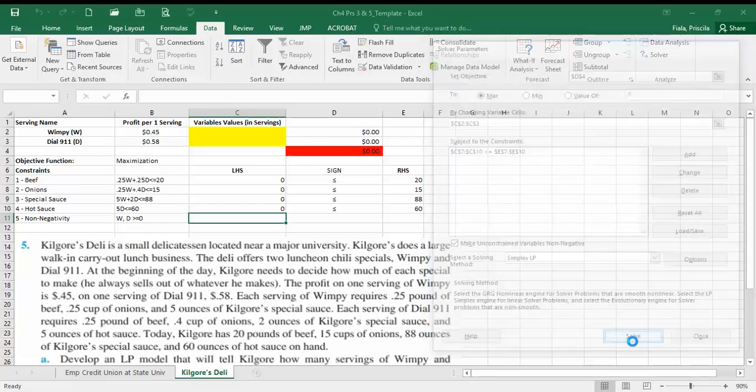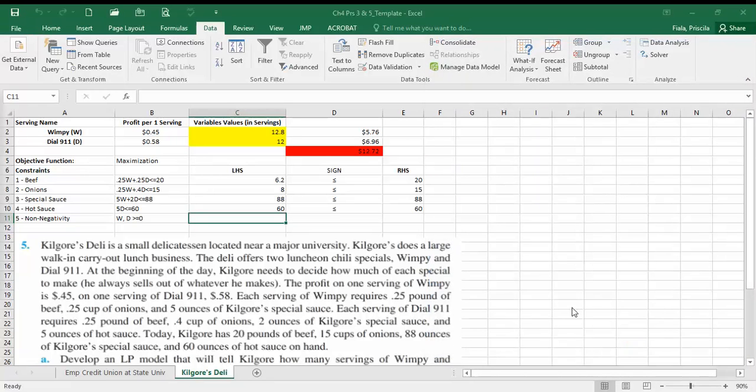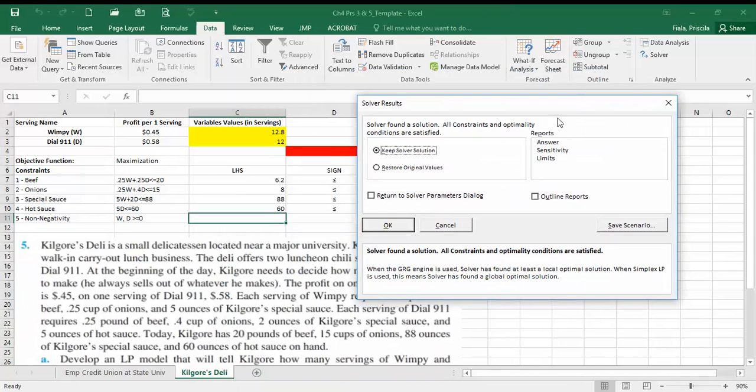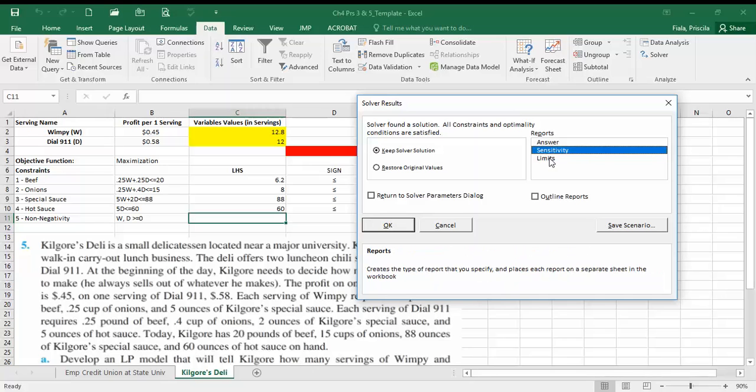So hit solve, and it gave us a solution. Okay, and then you're going to be getting this little window here with these messages that it found a solution, that all constraints and optimality conditions are satisfied. Well, what do we want now? We definitely want the sensitivity report. You can go ahead and add the limit. You can go ahead and add all three if you want, but really we just need the sensitivity report.